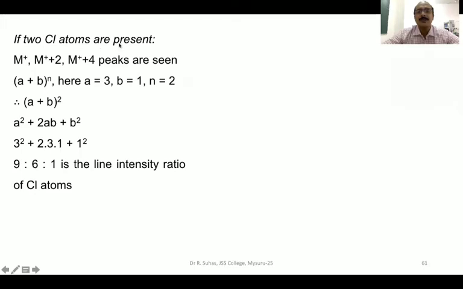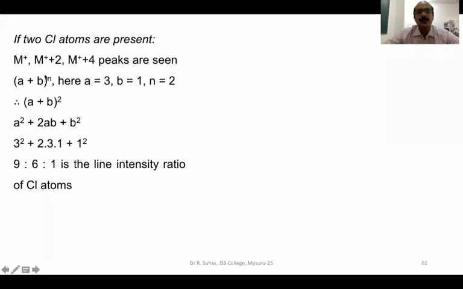If 2 chlorine atoms are present in a molecule, how do we calculate the intensity of the peaks present in that? When 2 chlorine atoms are present, we can see peaks around M+2 and M+4. Here n becomes 2, A becomes 3, and B becomes 1. Why is A 3 and B 1? Because the chlorine intensity ratio is 3:1. So 3 is for the lighter isotope, 1 is for the heavier isotope.